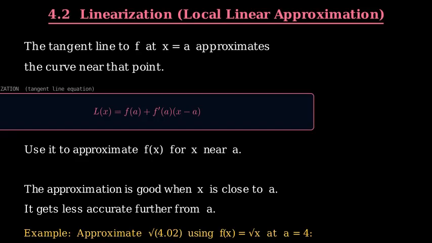Example 1. The limit as x approaches 0 of sine x over x. This gives 0 over 0. Apply L'Hopital, the limit of cos x over 1 evaluated at 0 equals 1. Example 2.